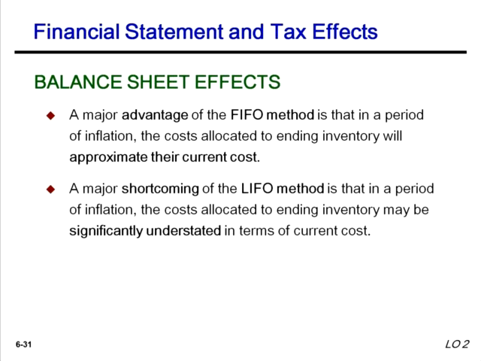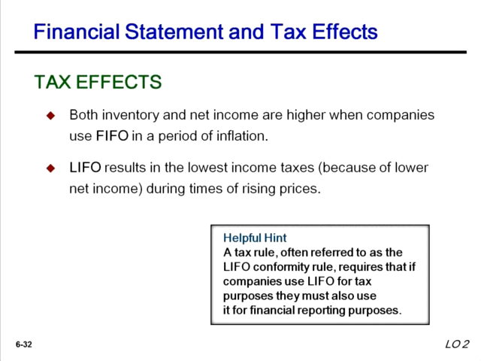Balance sheet effects. A major advantage of the FIFO method is that in a period of inflation, the costs allocated to ending inventory will approximate their current cost. For LIFO, a major shortcoming is that in a period of inflation, the costs allocated to ending inventory may be significantly understated in terms of current cost.